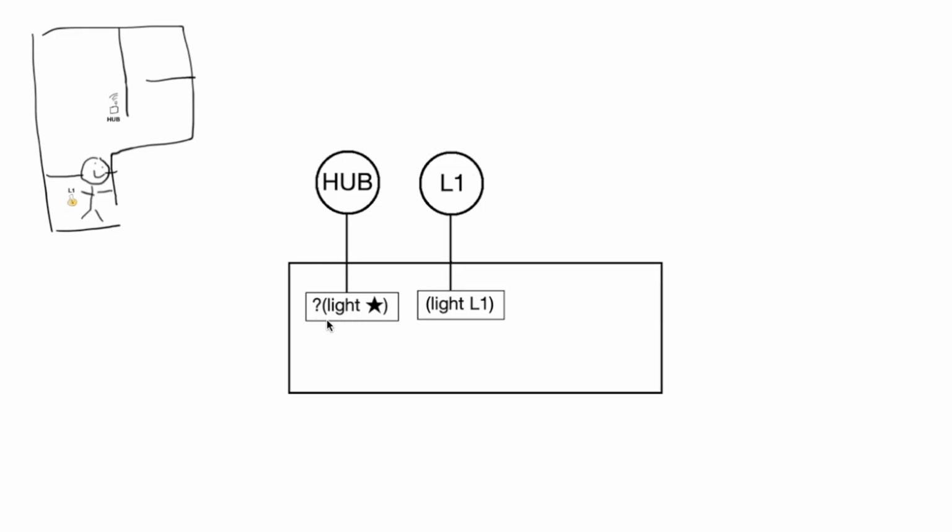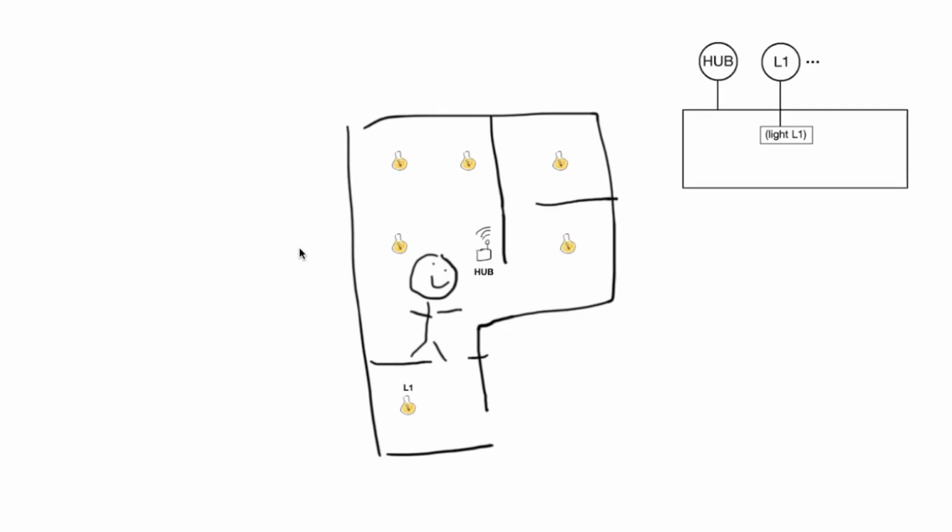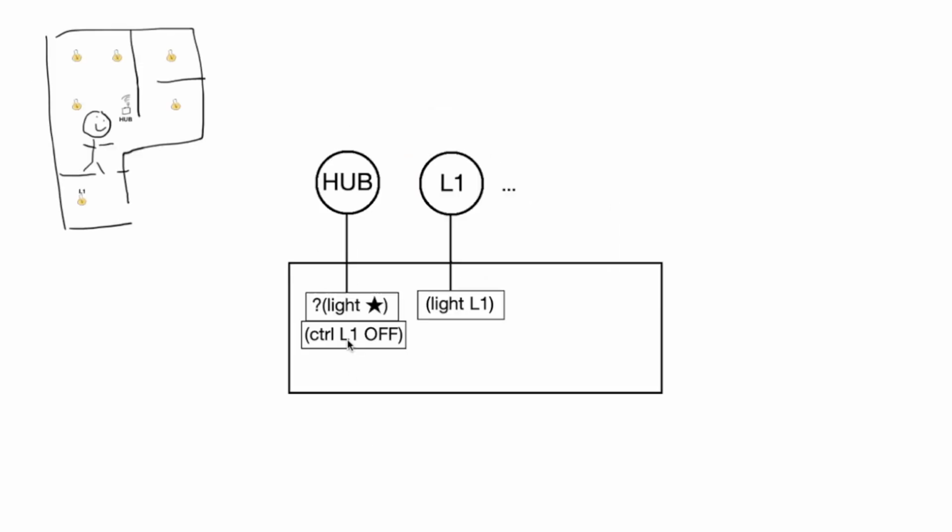The pattern matches tuples with the label light and any value in the second slot, signified by star. With the subscription in place, the system will inform the hub actor of matching assertions. Each light I install after that makes a similar assertion.